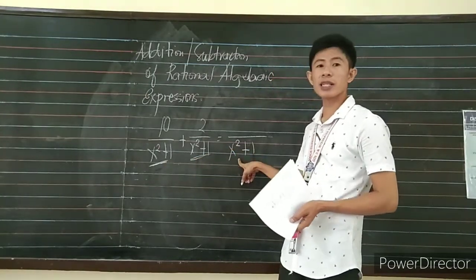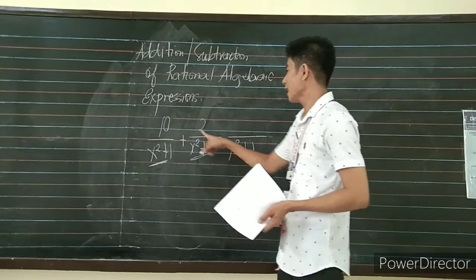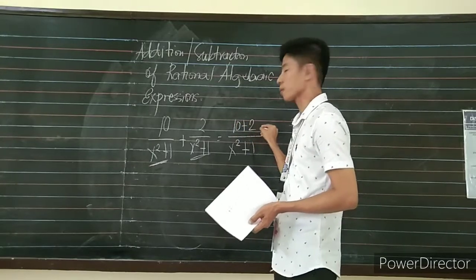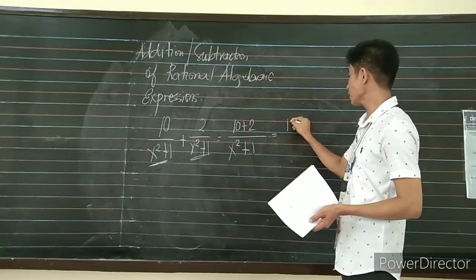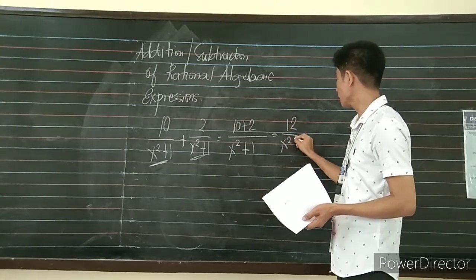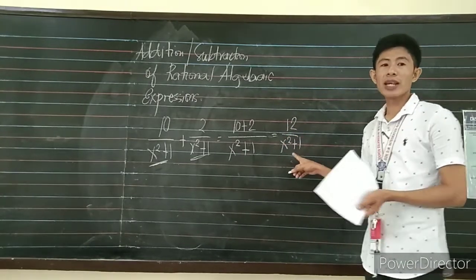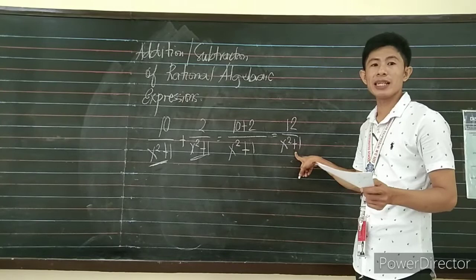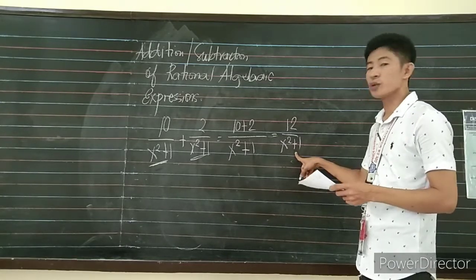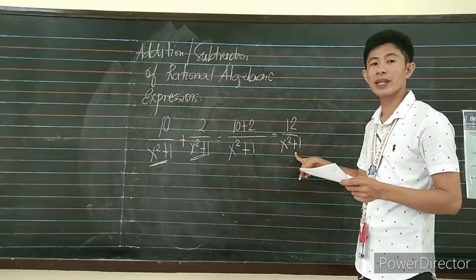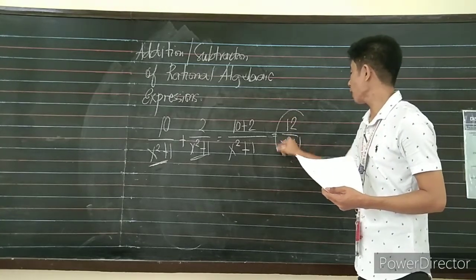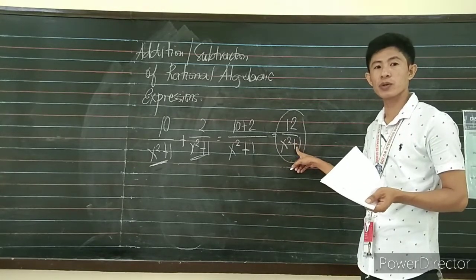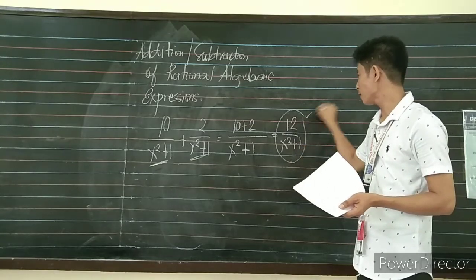Okay, so just copy the common denominator, which is x squared plus 1, and then add the numerator, 10 plus 2. Therefore, the final answer is 12 over x squared plus 1. Take note that if this expression can be written in its simplified form, we need to transform it to its simplified form, or we need to simplify. But this time, 12 over x squared plus 1 is already written in its simplified form. So no need to simplify. That is the final answer.